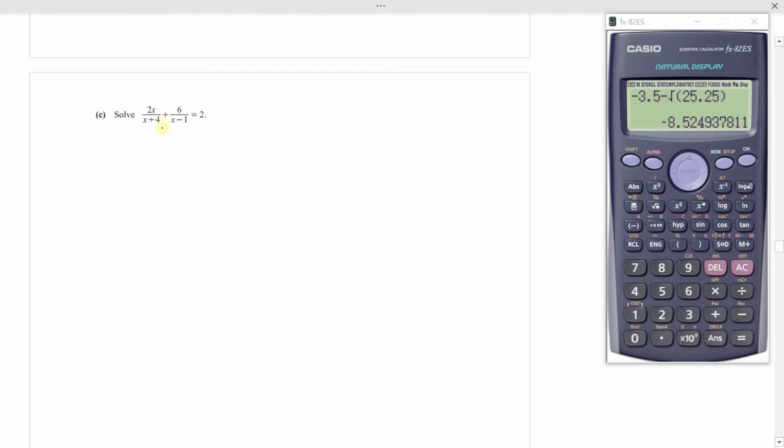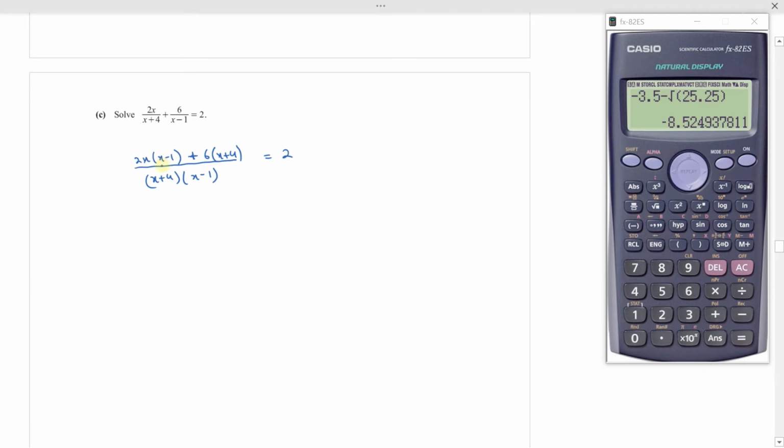Part C is solve this equation. So I will take the LCM here. So your LCM will be x plus 4 into x minus 1. So this 2x will be multiplied by this x minus 1 into x minus 1, and plus 6 will be multiplied with this x plus 4. 6 will be multiplied by x plus 4, and then this is equals to 2.